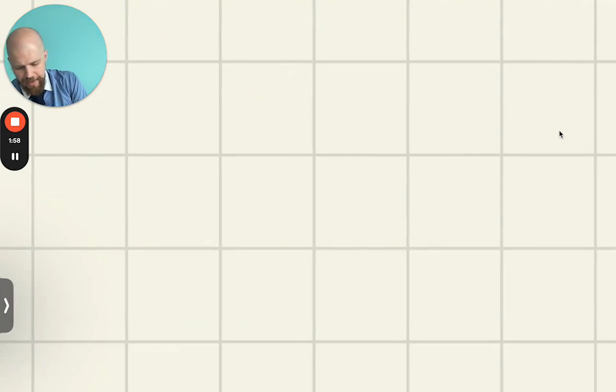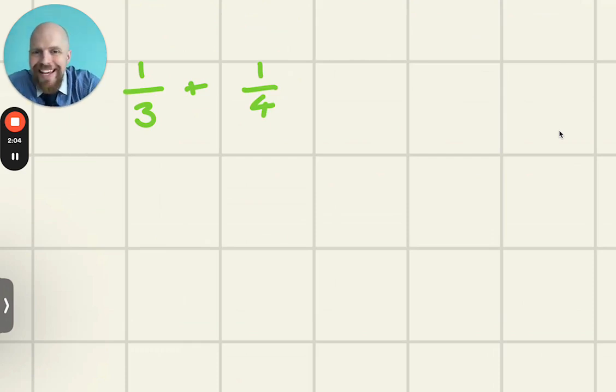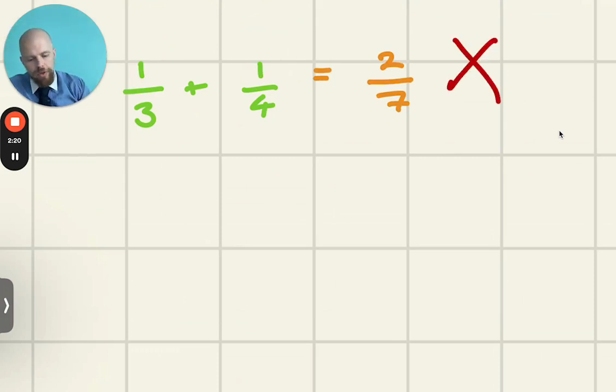Now let's take an example where the denominators are not the same. Let's say we had 1/3 plus 1/4. The goal is to make the denominators the same. One of the things that students often do wrong is they just add the numerators and then add the denominators together. So we add the numerators getting 2 and the denominator getting 7. That is incorrect. Do not do that.